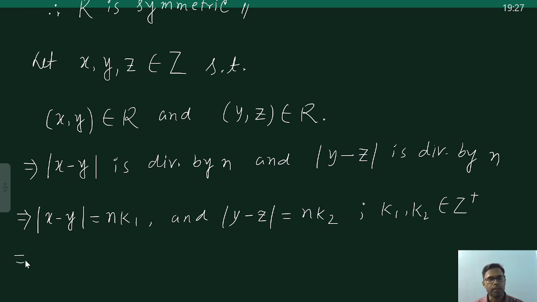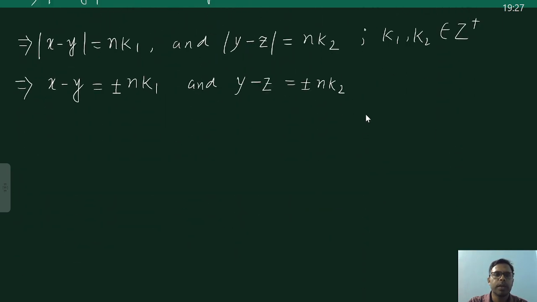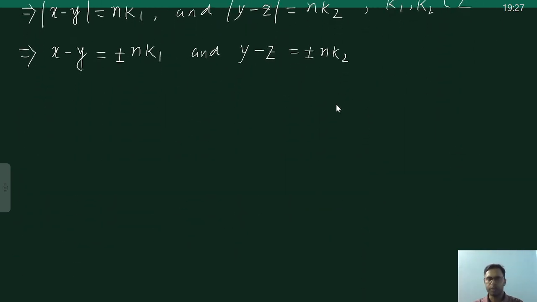Now I want to remove the modulus. So if we write it this way, x minus y equals plus or minus nk1, as you studied in high school. For the second one, I also removed the modulus here, so y minus z equals plus or minus nk2. Then notice, I will add these two. Just write adding.